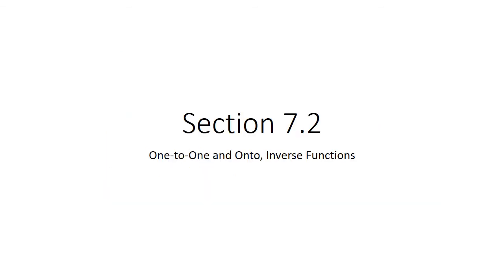Okay, so now on to section 7.2, and let's see how much of this we can get through. So in this section, we're going to talk about one-to-one and onto functions, and then also about inverse functions. And again, these are three definitions that are really common in math and computer science, so they are important to understand.